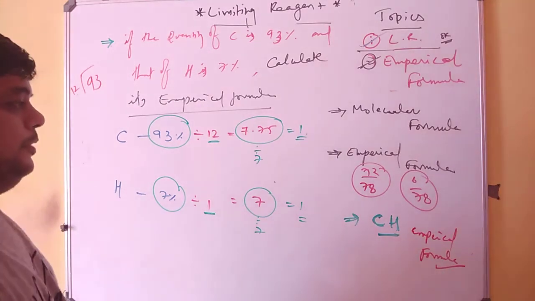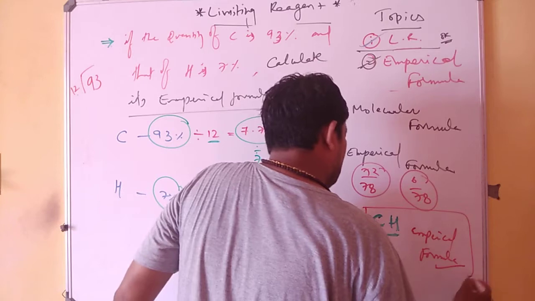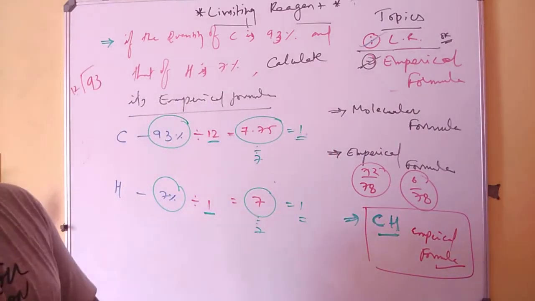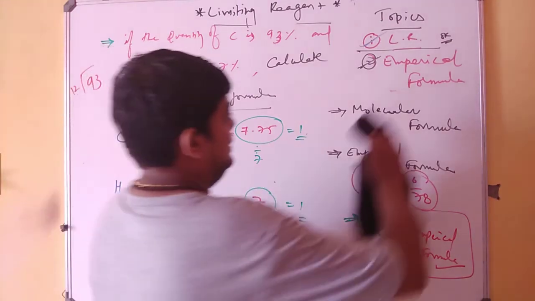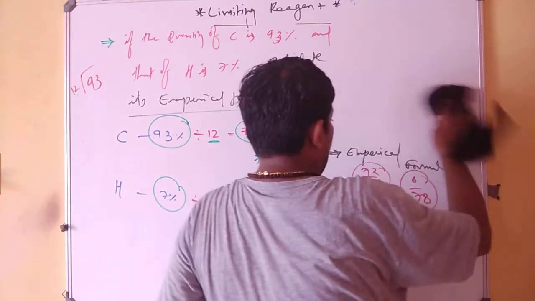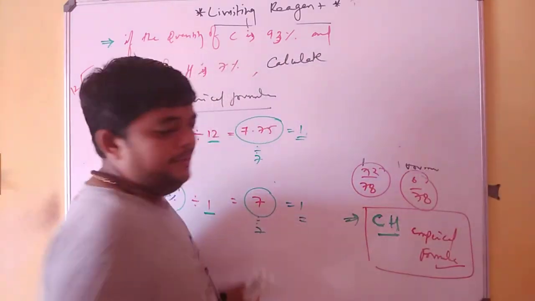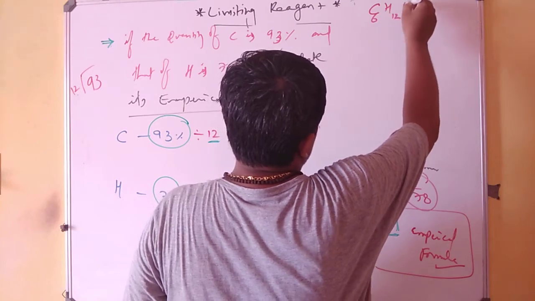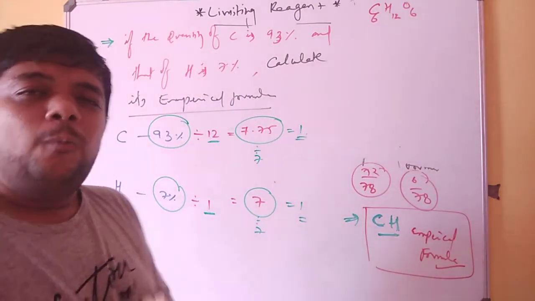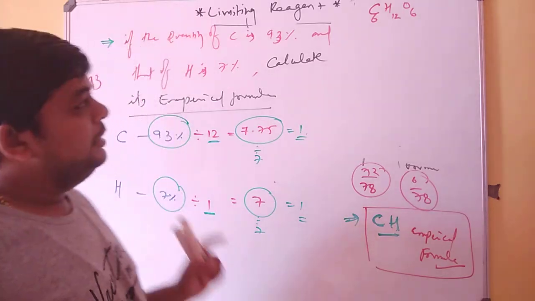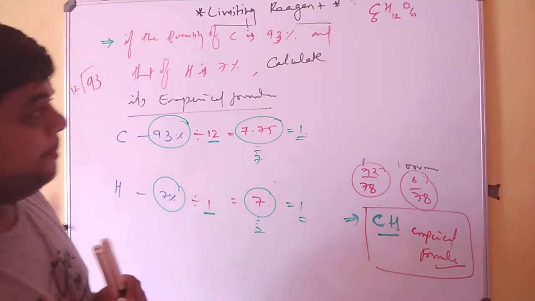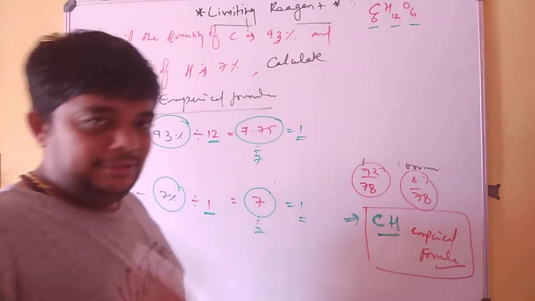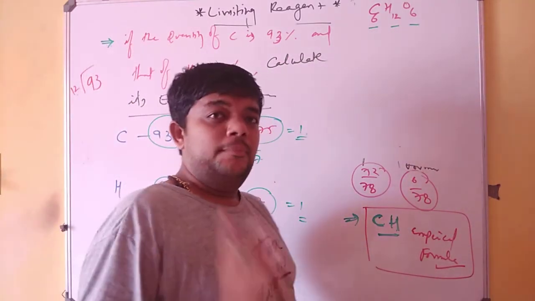Now, this is one way of learning empirical formula. Is there any other way to learn empirical formula? I will say yes. If I say I have C6H12O6, this is glucose. What is the empirical formula for glucose? Start dividing each number. Let us divide all numbers together up to an extent that you get whole numbers.